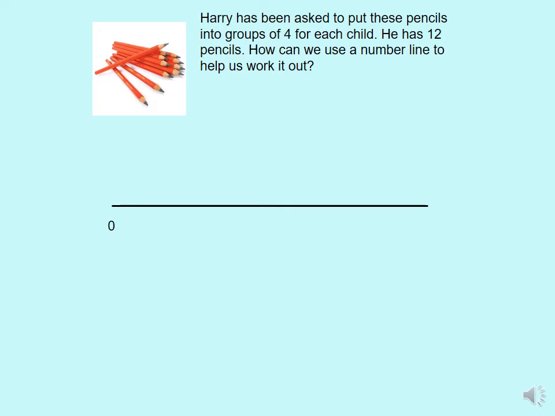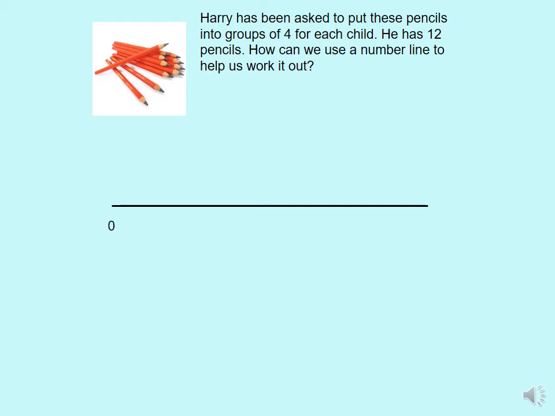Harry has been asked to put these pencils into groups of 4 for each child. He has 12 pencils. How can we use a number line to help us work this out? Now, if you don't know your 4s that well, you can use the times table sheet, which is saved under today's lesson, to help you jump up in 4s. So have a go and then come back and we will go through it together.